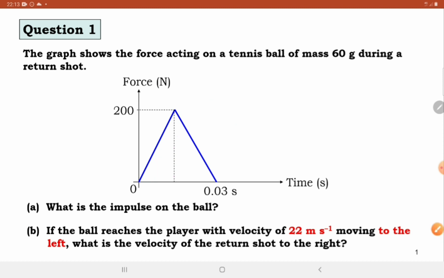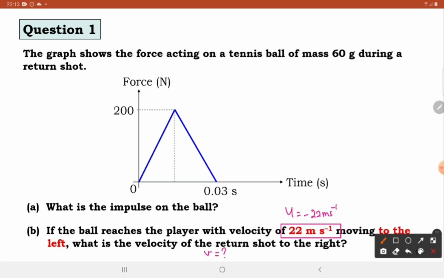For B, the ball reaches the player with a velocity of 22 meters per second. This 22 meters per second represents the value of U, which is moving to the left. So our U is actually equal to negative 22 meters per second. What is the velocity of the return shot to the right? You are required to find the final velocity V.